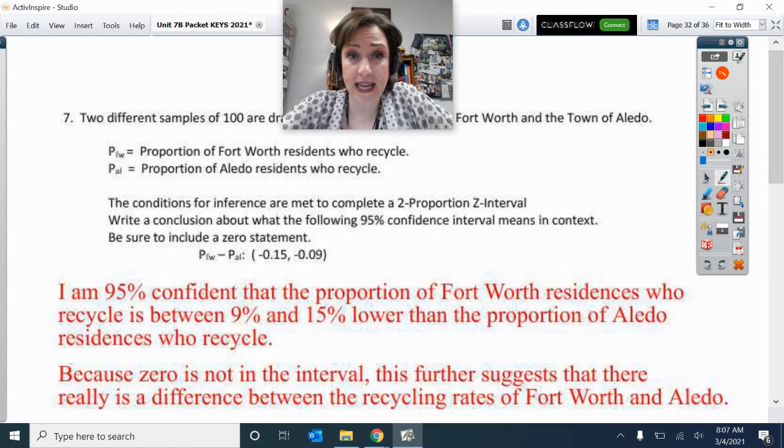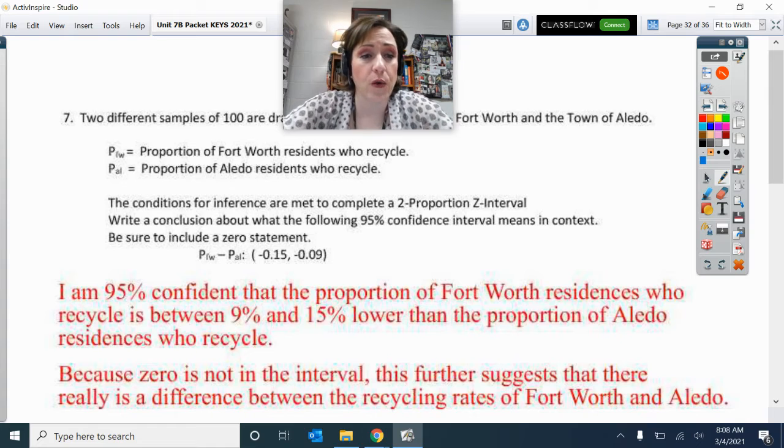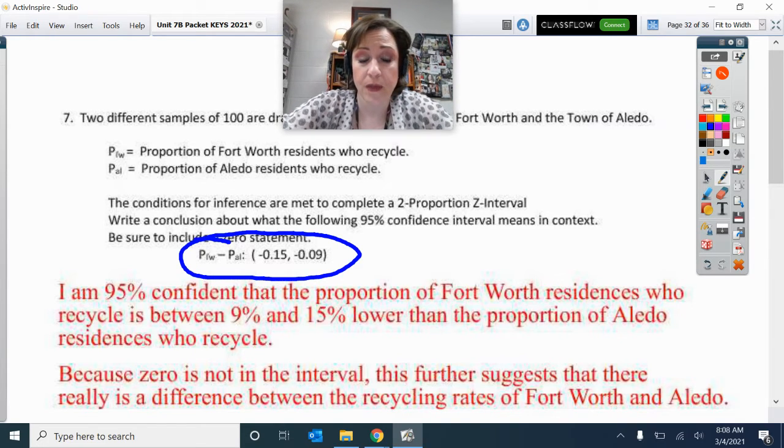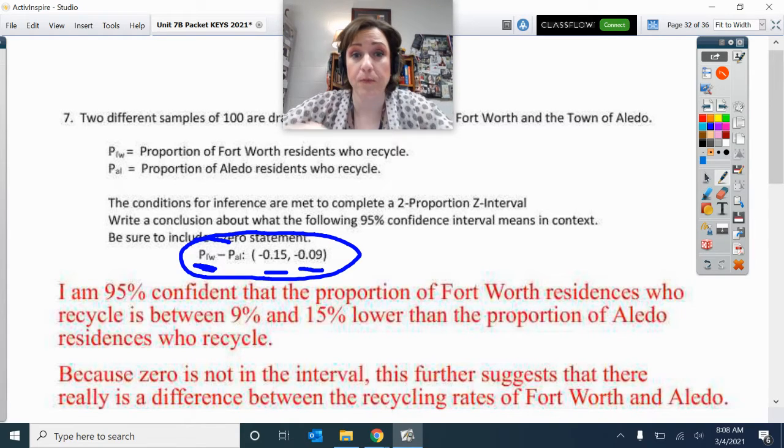So this is about the recycling for Fort Worth residences and Alito residences. So see, we know from this how the subtraction is done. And I like to do things in terms of the first one, and they're negative. So I can see Fort Worth is lower than Alito the entire time.